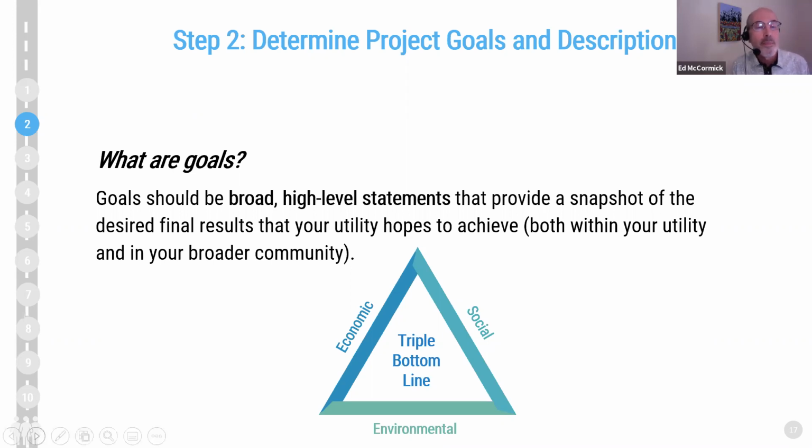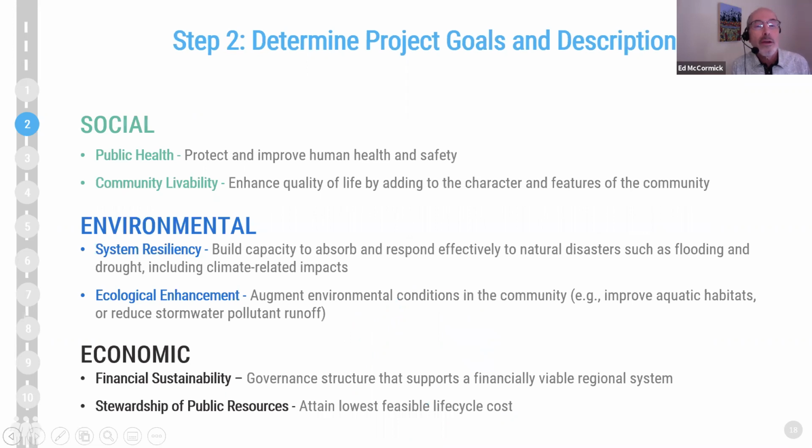Next slide, please. So here's an example under the social, environmental, and economic triple bottom line areas. There are 6 project goals, 2 per area. And you can see they're very high-level goals like public health, community livability, system resiliency, under environmental, ecological enhancement, and then under economic, financial sustainability and stewardship of public resources.